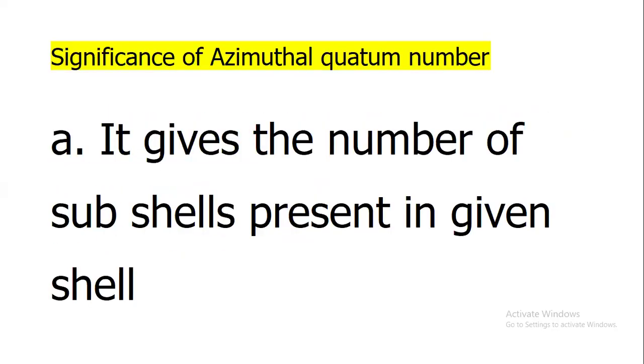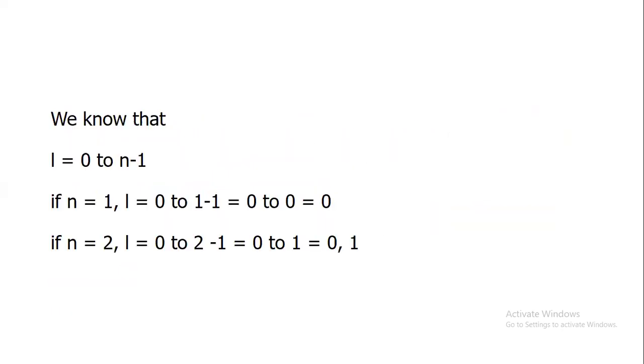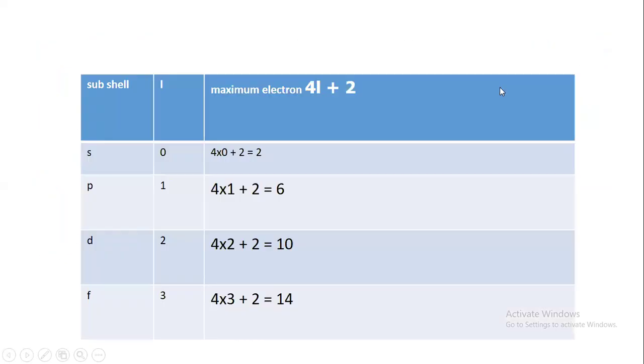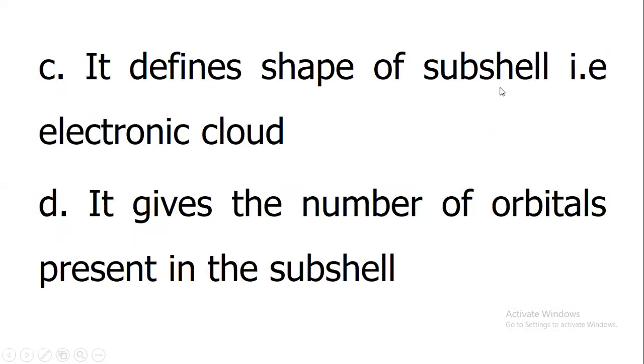Azimuthal quantum number gives the number of subshells, the maximum number of electrons that is accommodated. Defines shape of subshells.